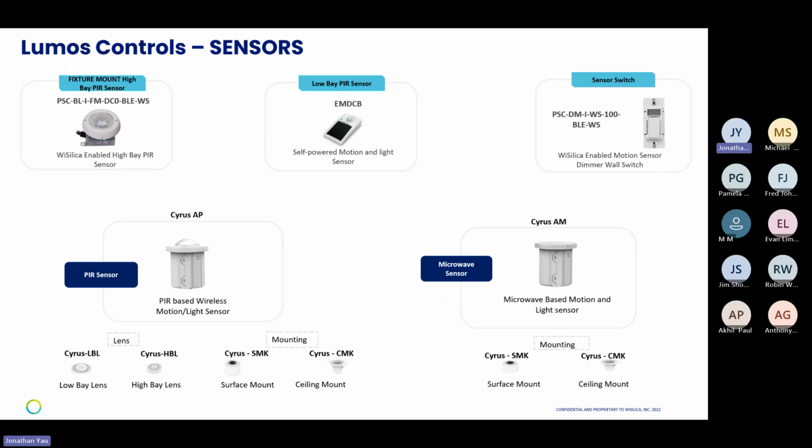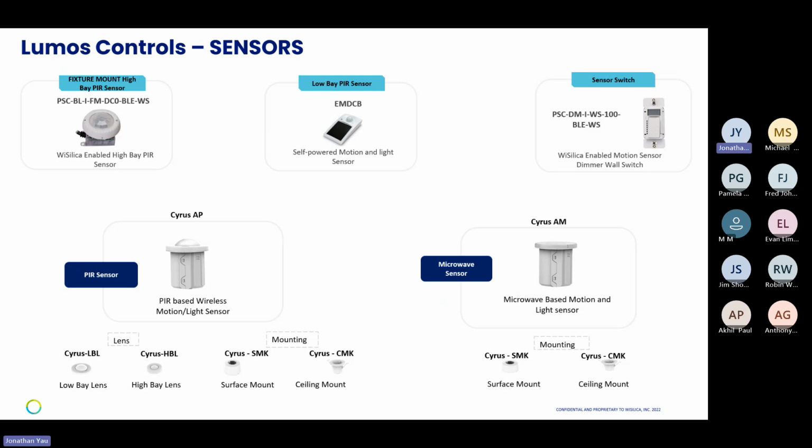We also have a microwave sensor in the Cyrus AM. Microwave sensors are a little bit different, where they do go through certain materials. So if you have like a restroom or something with multiple stalls, you can use a Cyrus AM instead of multiple Cyrus PIR sensors, and that'll take care of the entire restroom.